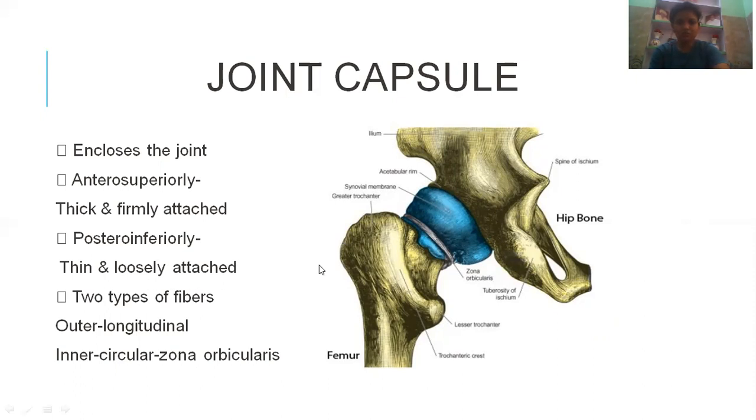There are two types of fibers which attach to the joint capsule. The outer is longitudinal, and the inner is circular, the zona orbicularis. Outer longitudinal and inner circular. So there are two kinds of fibers of the joint capsule.